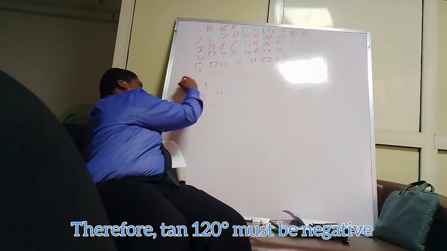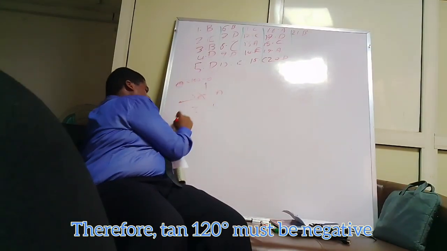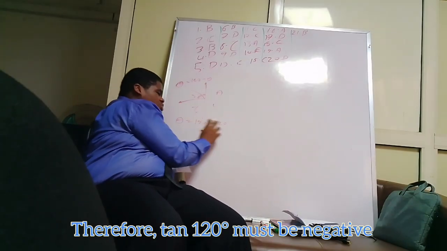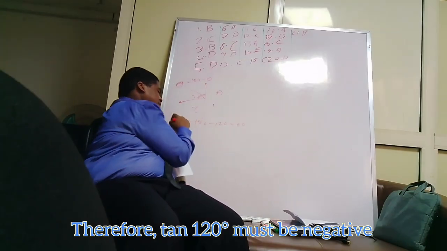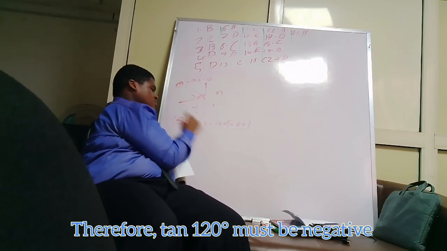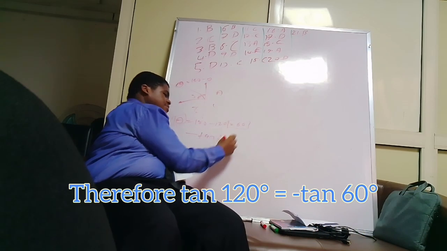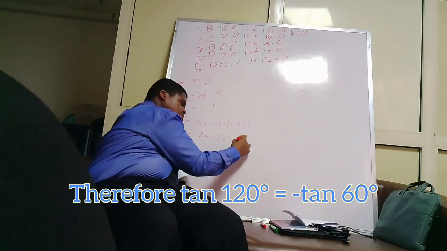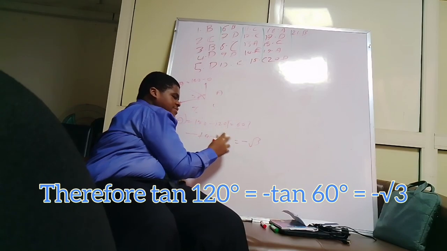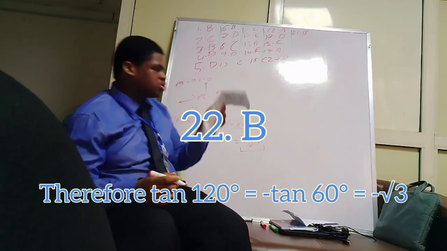In this quadrant, theta is equal to 180 minus the angle. So the theta that I'm looking for is 180 minus 120, which is equal to 60. So what you are looking for is the negative of tan 60 degrees, because tan is negative here. Tan 60 degrees is root 3, but don't forget your negative. So tan 120 degrees is equal to minus root 3, and minus root 3 is option D.